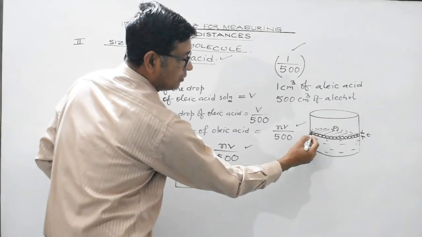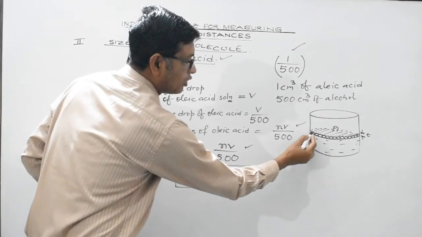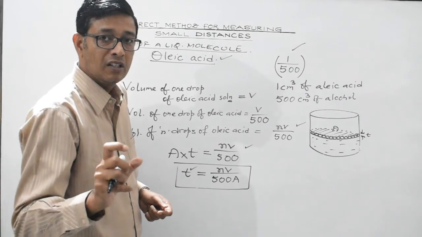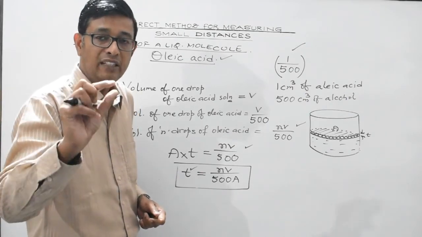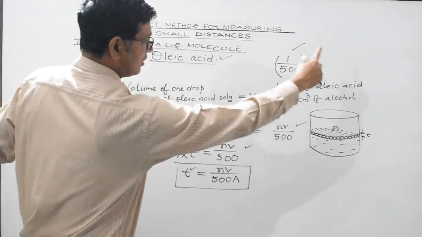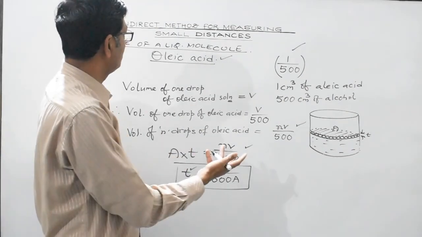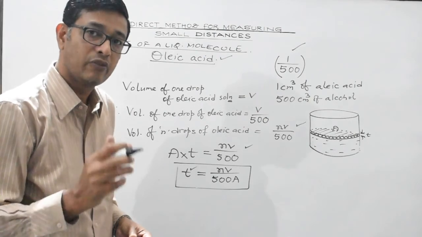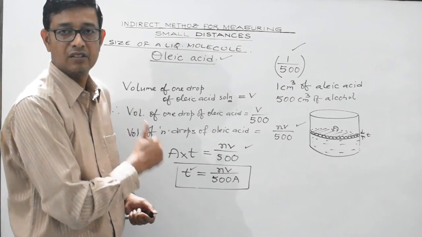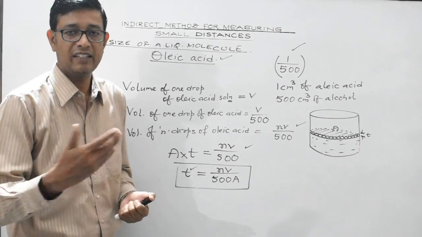Now observe this diagram. The thickness of the oleic acid film will give an estimate of the size of the molecule. So this T will give an estimate of the size of an oleic molecule. So student, this is a very, very important concept, right? This is an indirect method to find out the size of a liquid molecule. I hope you have understood this topic. Read it thoroughly and we'll cover the next topic in the next episode, right?